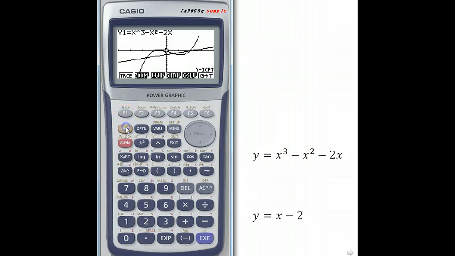So the other thing that would be of interest is the intersection between the cubic and the line. So again, we're going to choose ISCT, which is the abbreviation for intersection, and it gives us our first intersection there. We can see at the bottom of the screen the coordinates of the intersection point. Use the arrow key. There's my second intersection point where x is approximately 0.6 and y is approximately negative 1.38. And one more, and there's my third intersection, x equals 2 and y equals 0.